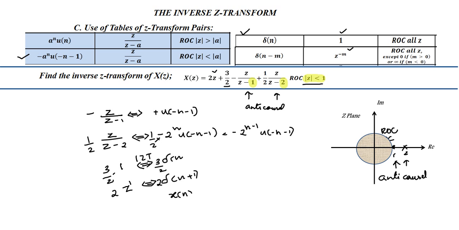X of n is equal to 2 del of n plus 1 plus 3 by 2 del of n, and the next term is z by z minus 1, so you need to write plus u of minus n minus 1. And the next term is minus 2 raised to n minus 1 u of minus n minus 1. Okay, this will be the answer.